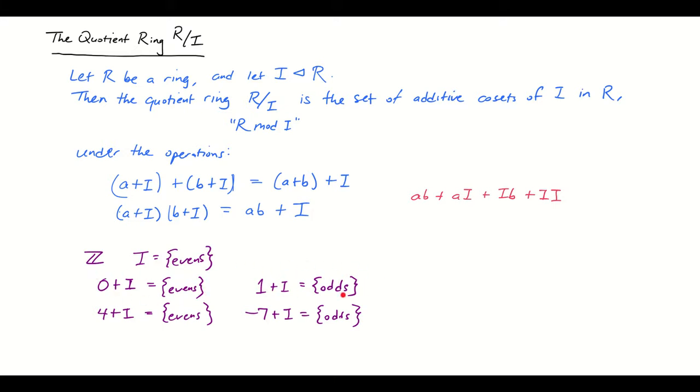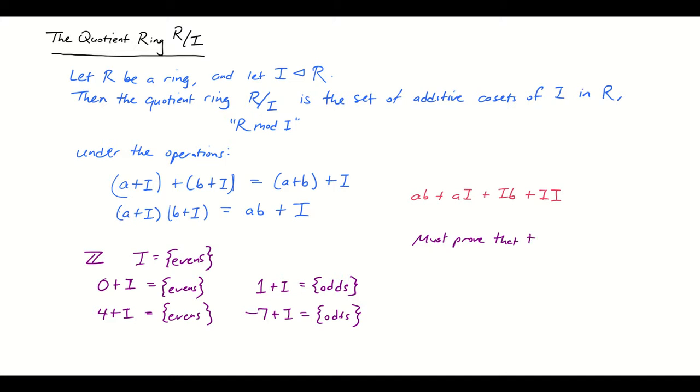If I were to multiply these two cosets, I could multiply these, and my result would be 0 times 1 plus I, and that's 0 plus I. Or I could multiply these, which would be the same two cosets under very different names, and my result would be 4 times negative 7 plus I, or negative 28 plus I. And it turns out those are the same because 0 and negative 28 are both representatives of the same coset. They're both even.